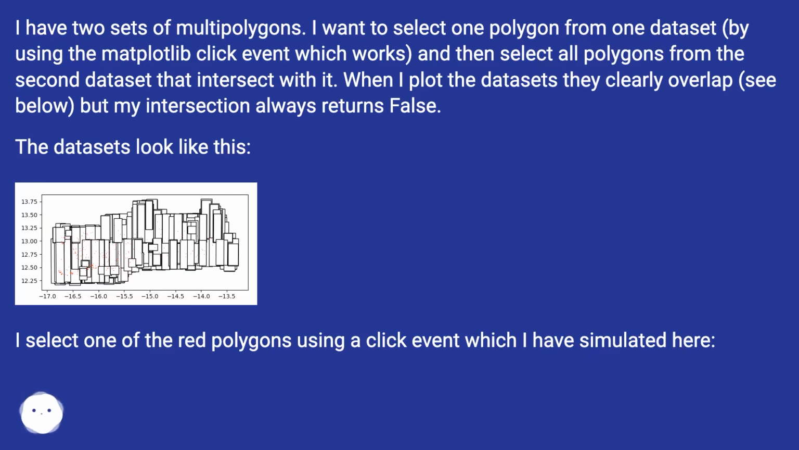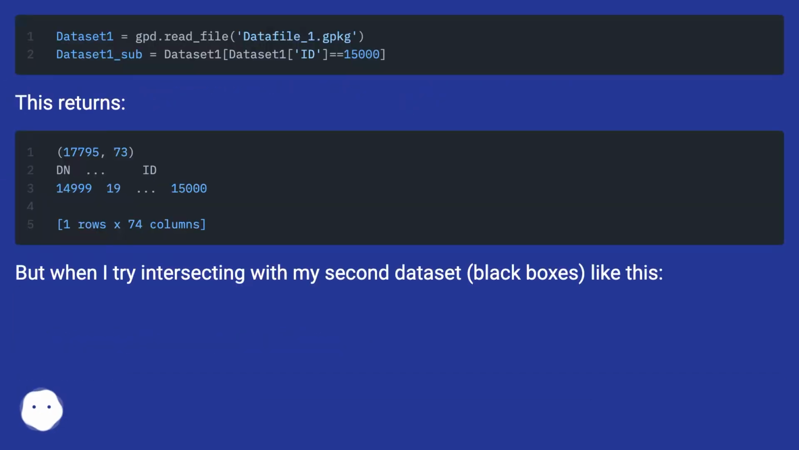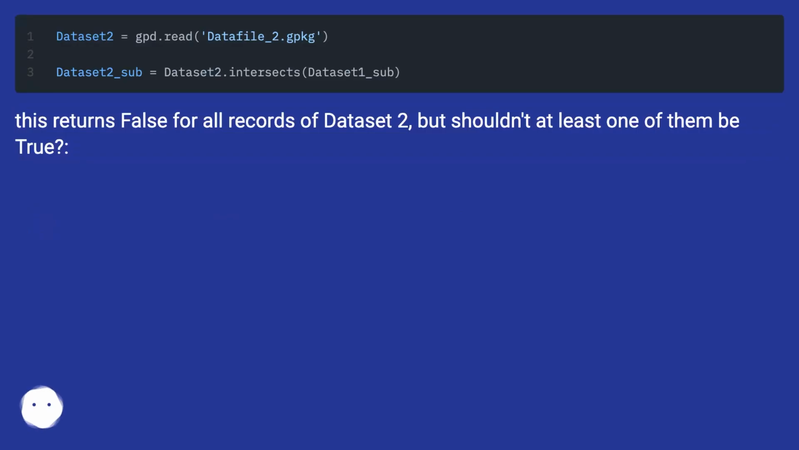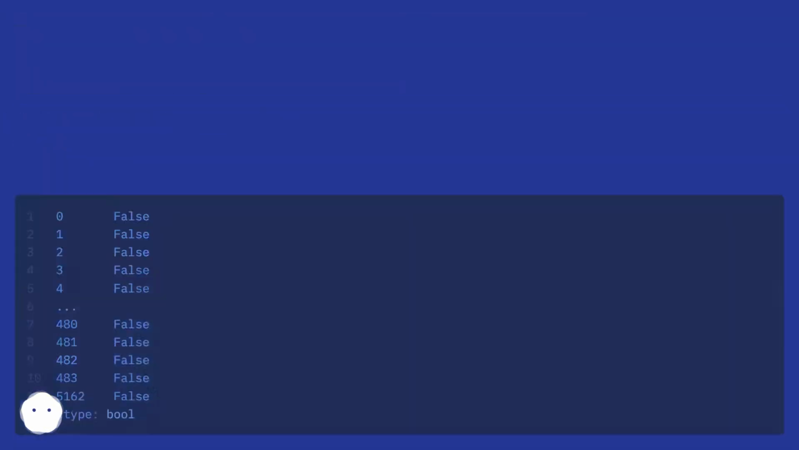The datasets look like this. I select one of the red polygons using a click event, which I have simulated here. This returns. But when I try intersecting with my second dataset, the black boxes like this, this returns false for all records of dataset 2, but shouldn't at least one of them be true?